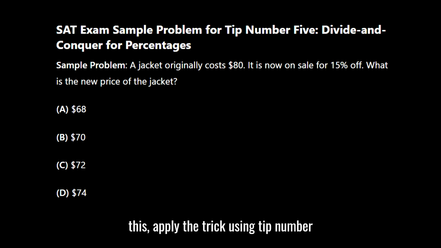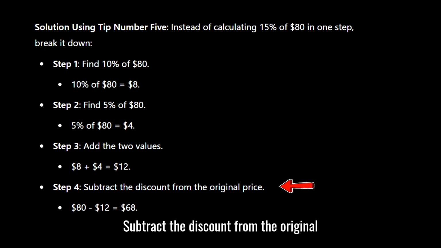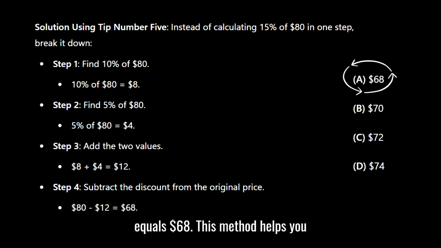To solve this, apply the trick using tip number 5. Instead of calculating 15% of $80 in one step, break it down. Step 1. Find 10% of $80. 10% of $80 equals $8. Step 2. Find 5% of $80. 5% of $80 equals $4. Step 3. Add the two values. $8 plus $4 equals $12. Step 4. Subtract the discount from the original price. $80 minus $12 equals $68. Our correct option is answer A, equals $68.